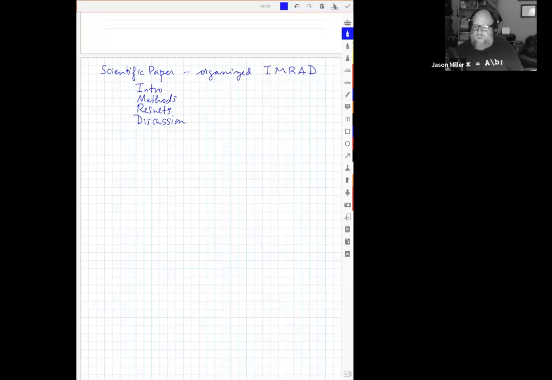I mean, the scientific process, it's interdisciplinary between math and biology. In math, you don't tend to organize your papers this way, but we're doing as much science as anything else.